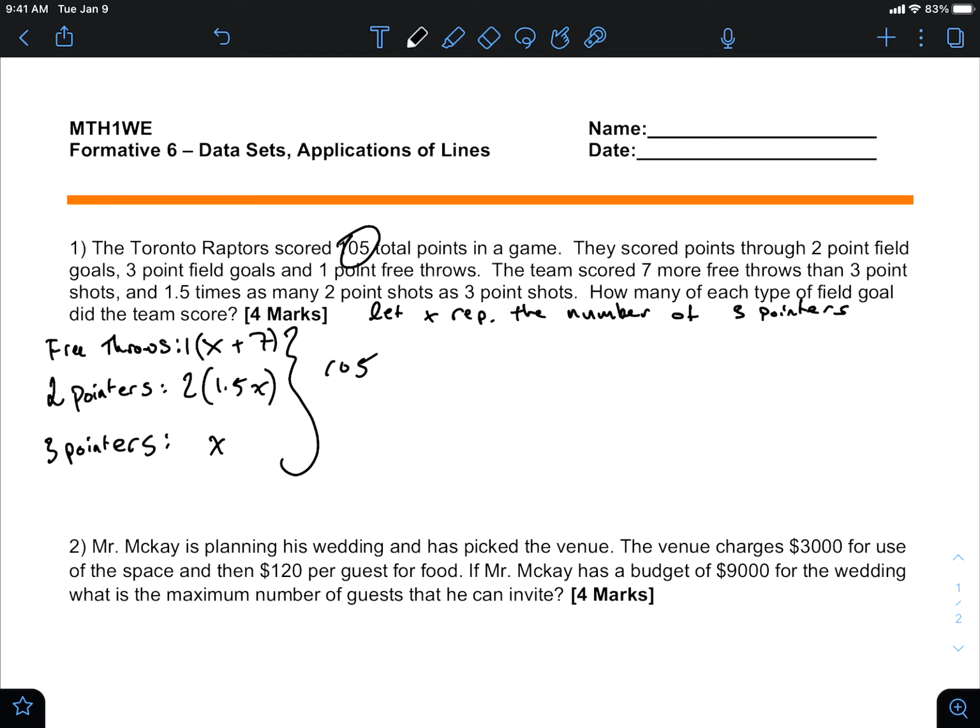2-pointers, you obviously get 2 points. And 3-pointers, you get 3 points. Everybody agree? So if we're talking about points, and we know that 105 points were scored in the game, then we have to add up everything that they did during the game. Would that make sense?